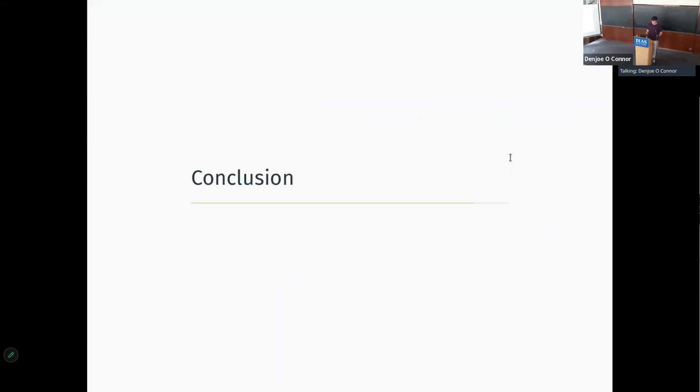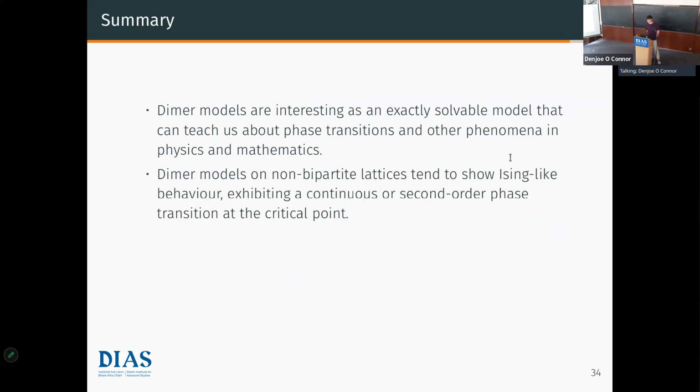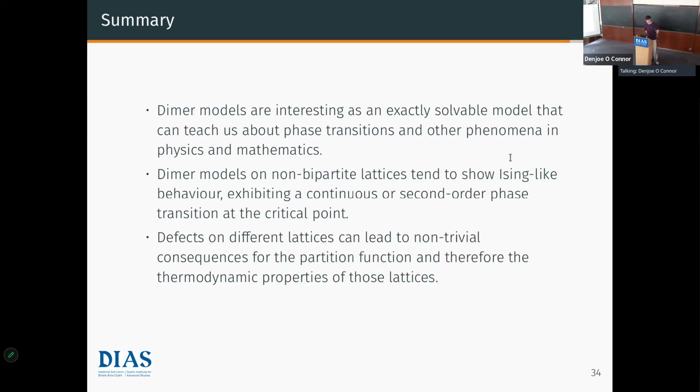Okay, so just to wrap it up then, dimer models are interesting as an exactly solvable model because they can teach us about phase transitions and other phenomena in physics and mathematics. Dimer models on non-bipartite lattices tend to show Ising-like behavior, showing a continuous or second order phase transition that is symmetric about the critical point and logarithmic in nature. And defects on these lattices can seem to lead to non-trivial consequences for the partition function and henceforth the thermodynamic properties of these lattices as well.